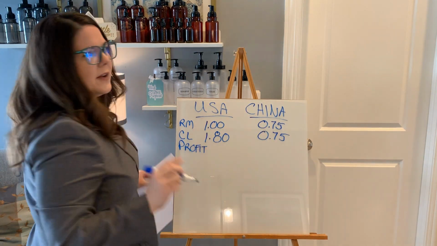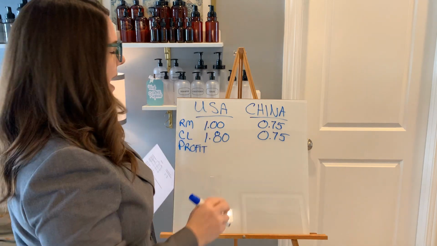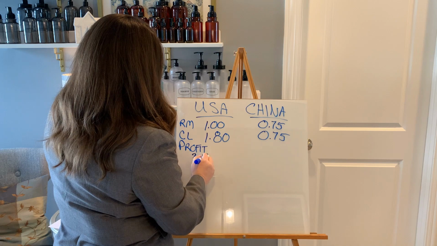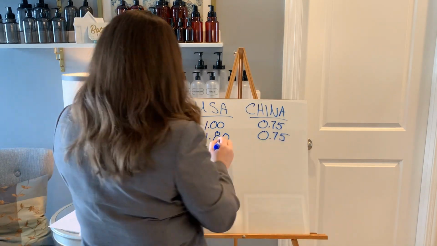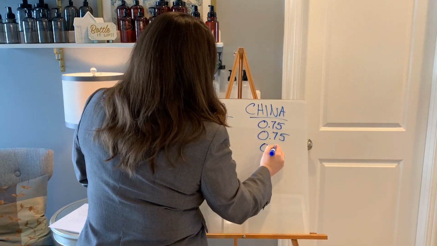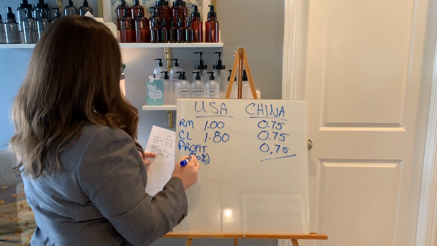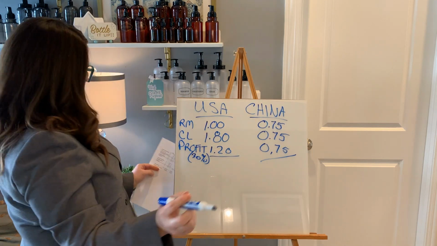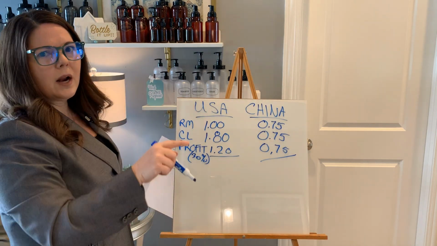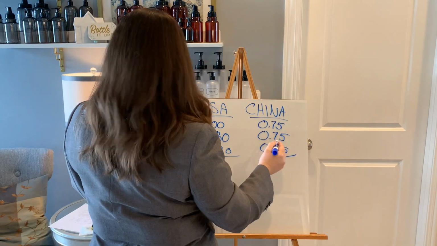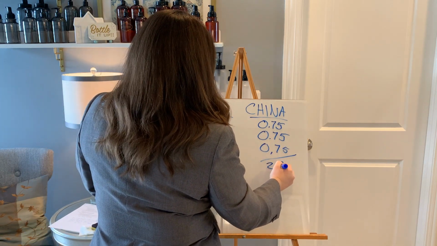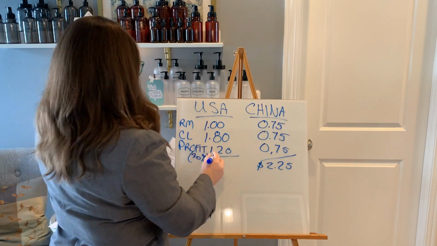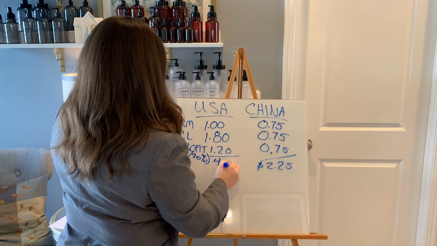Now, we got to build in profit because the people who make these products for us have to profit on them as well. We're going to assume a profit margin of 30%. That's just for the goods, okay? So in China, that would be another 75 cents per unit, and in the US, that would be about $1.20 on that. So per unit cost for the same products would be about $2.25 in China, and in the US it would be about $4.